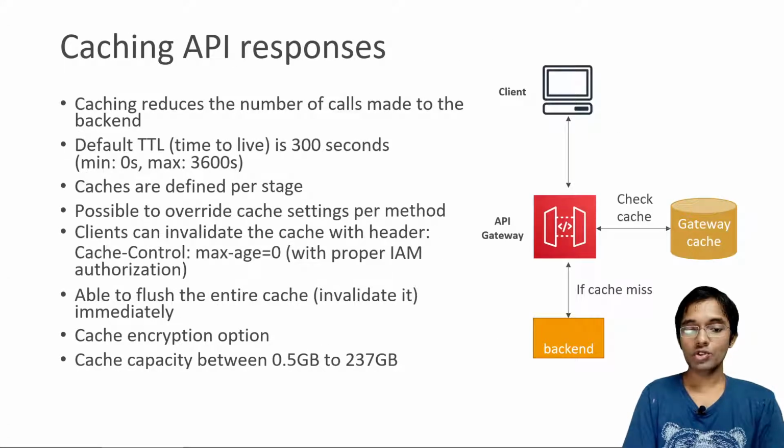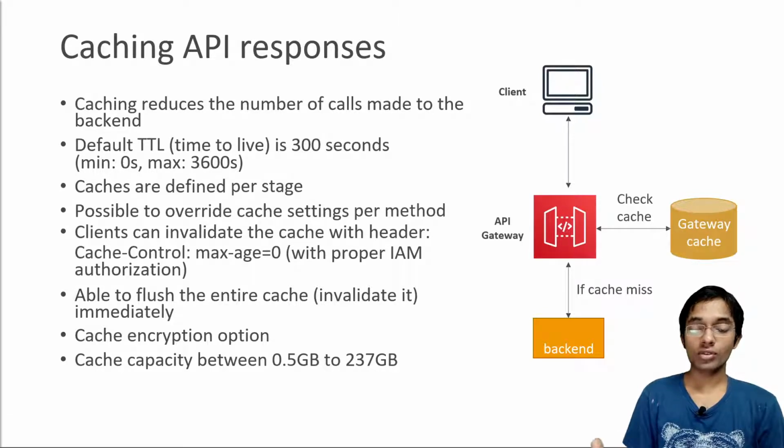Next, we have a super important thing: you can cache API responses from your API gateway. So why would you use caching? Well, to reduce the number of calls made to the backend. The idea is that your client talks to the API gateway, and your API gateway, before issuing a request to the backend, will check the gateway cache, and if it is a cache hit, then it will return the cached result to the client. Otherwise, in case of a cache miss, it will do a query in the backend and store the results in the gateway cache.